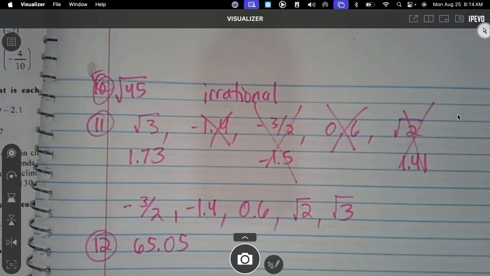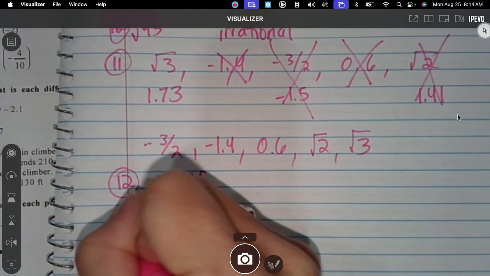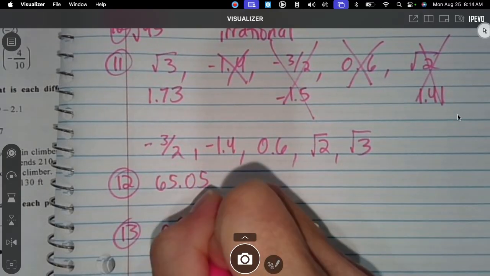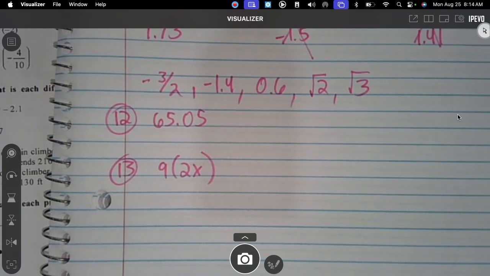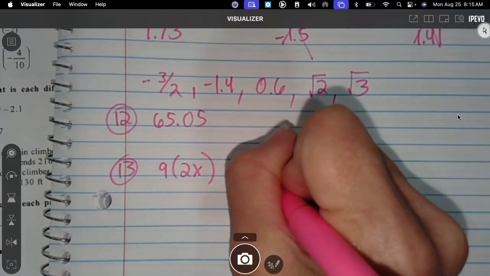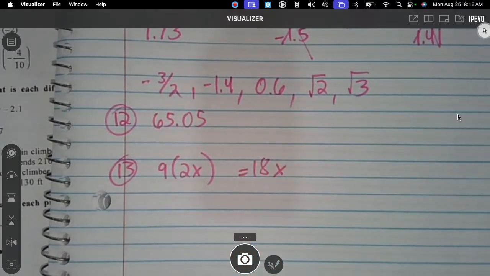Okay. The next one, this one kind of confused some of y'all. I had a lot ask me. 9 times 2x. You can multiply. You can always multiply. So for adding and subtracting, you have to add or subtract like terms. Multiplying, we can do this. What's 9 times 2? 18, and just don't forget your x. That's all you do on that one.